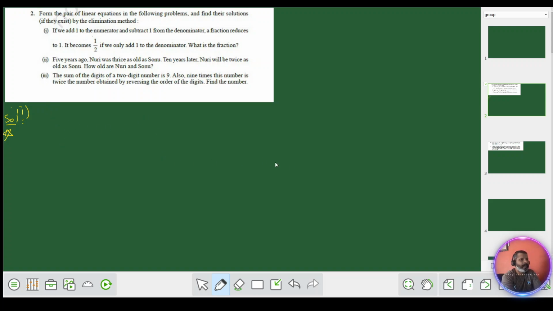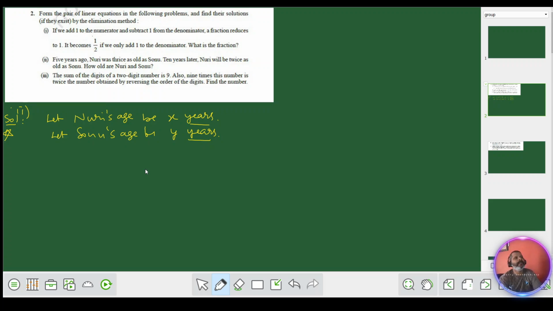Since it's in two variables, we can assume both ages as x and y. Let Nuri's age be x years. So assume the other person, Sonu. Let Sonu's age be y years. Please do write the units here. Don't just write let x and y be. This is an age problem, so you need to put the units.